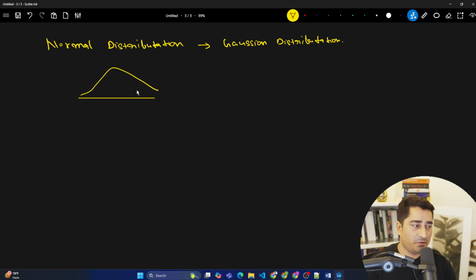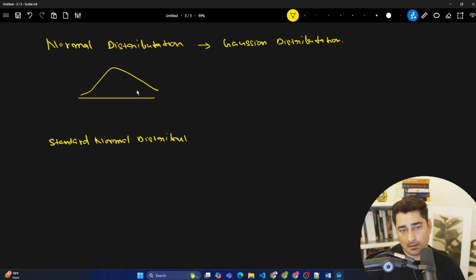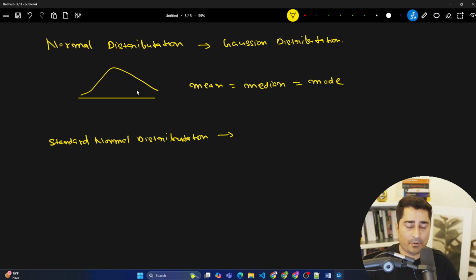Now, from the normal distribution, there is another term which has been derived, and that is called standard normal distribution. From normal distribution itself, this particular term has been derived. So normal distribution means mean is equal to median is equal to mode, approximately, right?